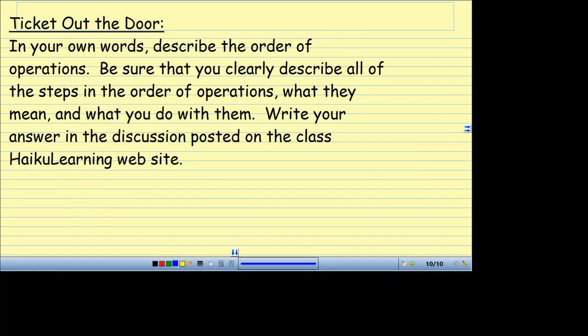All right, the last thing you guys got to do in your Haiku website, in your own words, you are going to describe the order of operations. You're getting points for this. You're getting graded. Do it. Be sure that you clearly describe all the steps in the order of operations, what they mean, and what you do with them. Write your answer in the discussion. You just click Add New Post. That will add a new post, and you'll just write your answer right there. I will check it out. I'll grade it. You'll get the points. Don't do it, don't get the points. It's the way it rolls.